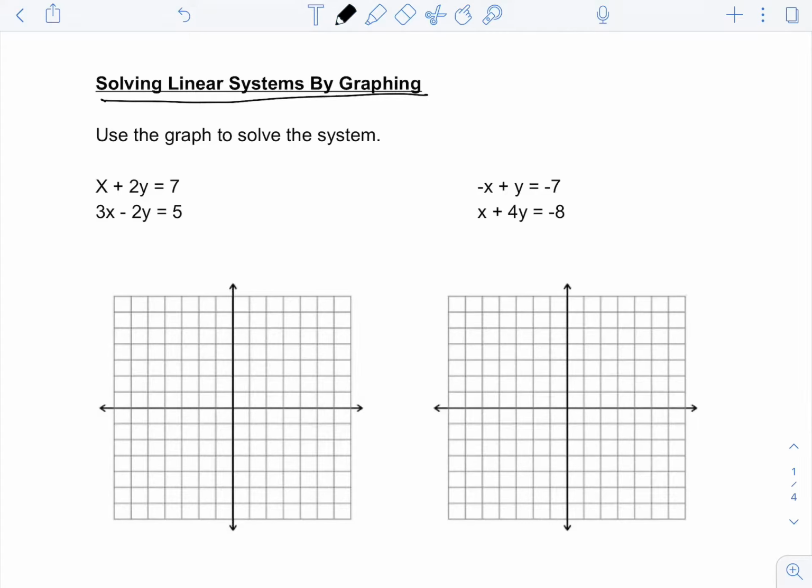Hello, I'll be teaching you how to solve linear systems by graphing. So first, I'm going to convert these equations into the y equals mx plus b format so I can clearly see what the equation is.